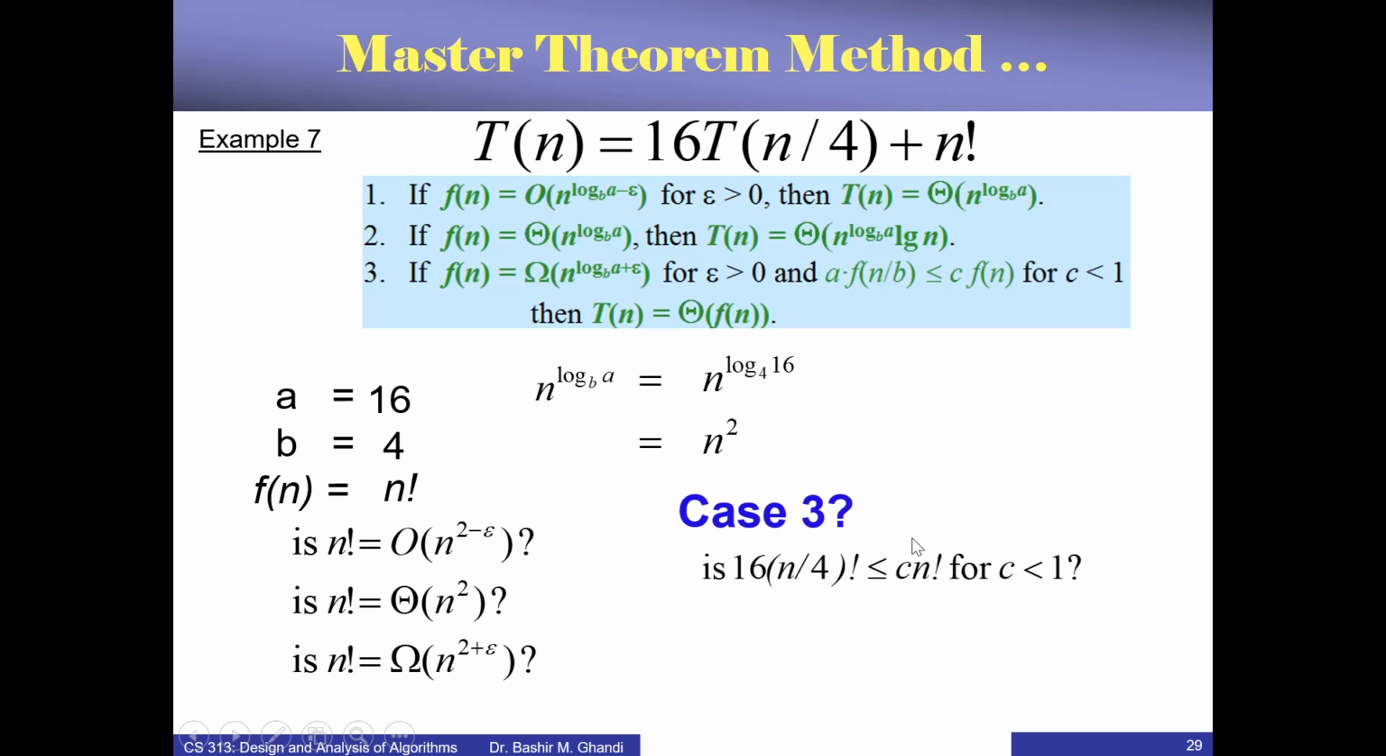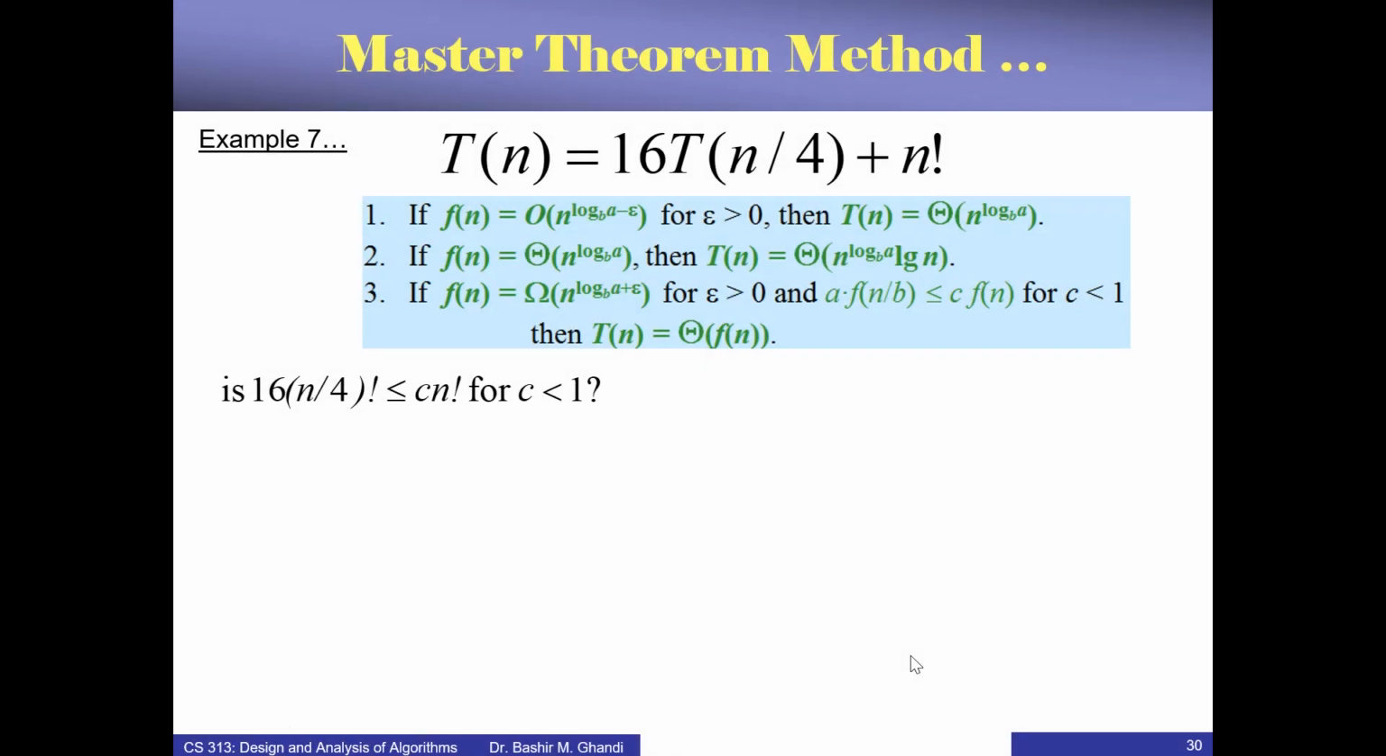So the question is, can we find a constant c such that that is less than c times the n factorial itself, which is the f(n)? Okay, let's try and see. So let's again take c to be half and see what we will have.